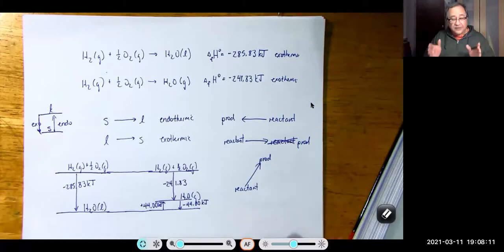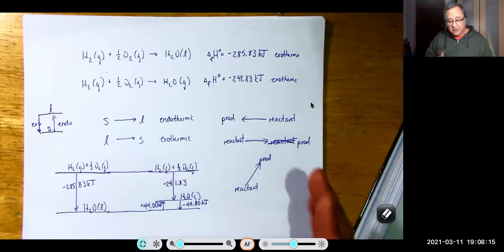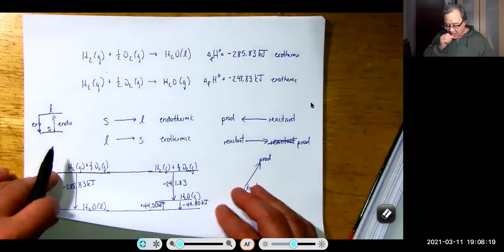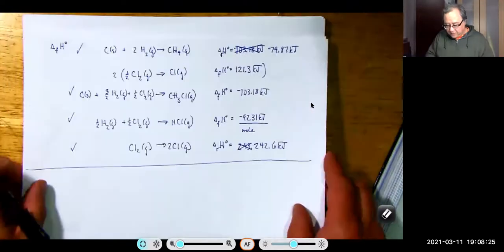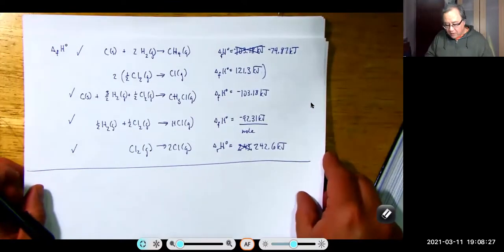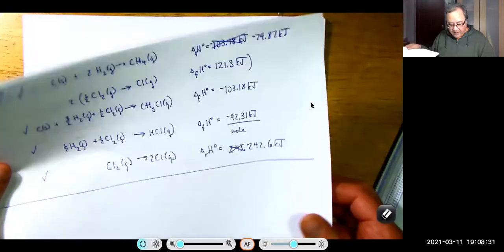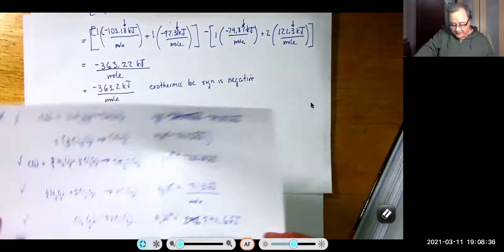The arrow is the reaction arrow. The arrow points to the product. The arrow goes up if it's endothermic and down if it's exothermic. Okay, so now we're ready to give this a try. Now, when you're giving this a try, where do I normally start? And I want you to remember, we also have one more reaction here, and that reaction is the following.